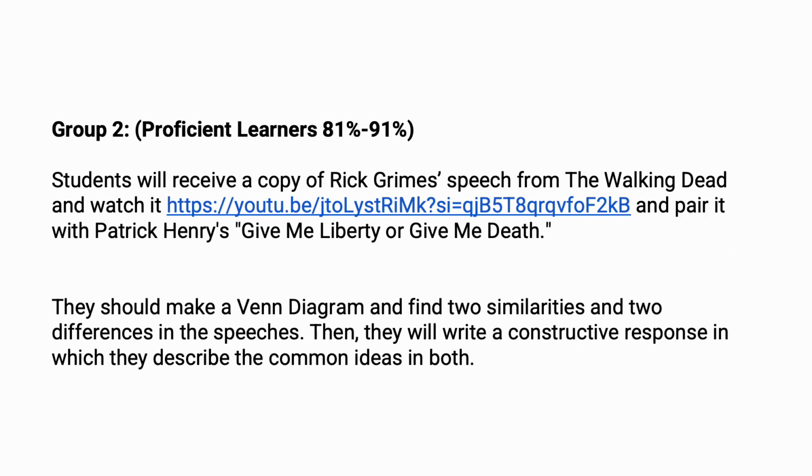For group 2, we decided to group our proficient learners together. If they scored 81% to 91%, again, we're getting these percents from the EOC, and that's how they grade that. We went outside the box for this one. Students will receive a copy of Rick Grimes' speech from The Walking Dead, where he kind of rallies his troops, so to speak. This is in season 8, I believe episode 1, and we have them compare it to Patrick Henry's "Give Me Liberty or Give Me Death." We have students create a Venn diagram of the two speeches, and they will find 2 similarities and 2 differences in the speeches and write a constructive response where they compare and contrast.